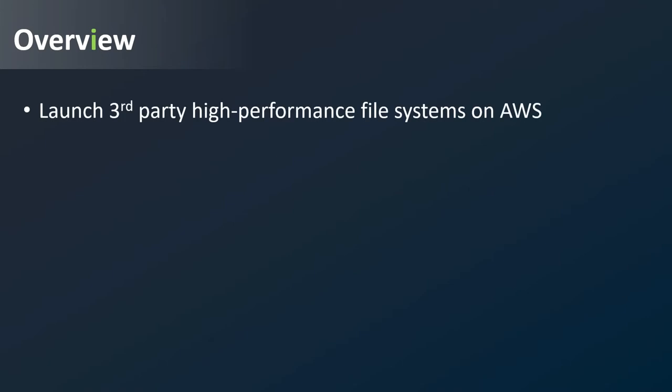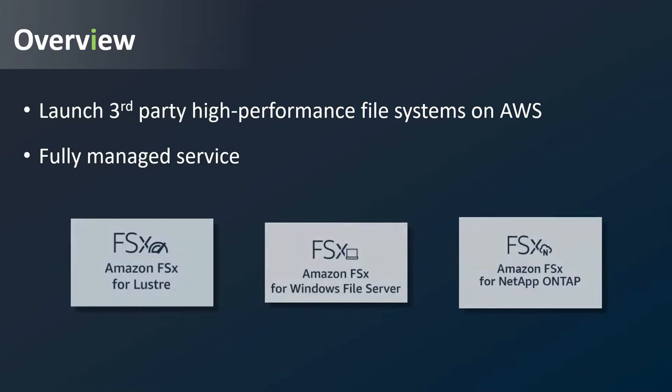FSx is a managed service on AWS, which allows you to launch third-party high-performance file systems in AWS. And it is a fully managed service, and the idea is that sometimes you don't want to use Amazon S3, you don't want to use EFS, you want to use something else, for example, Lustre, or Windows File Server, or NetApp ONTAP.